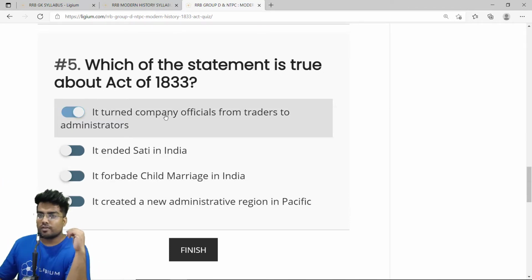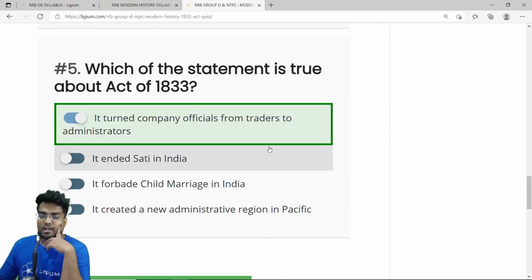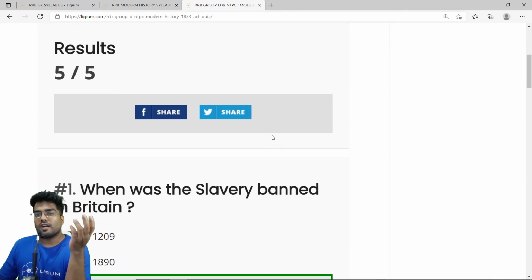So we have solved 5 MCQs. Let's check how many of them are correct. Let me click on finish. 5 out of 5. Excellent.